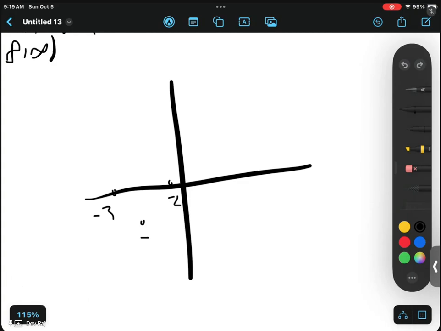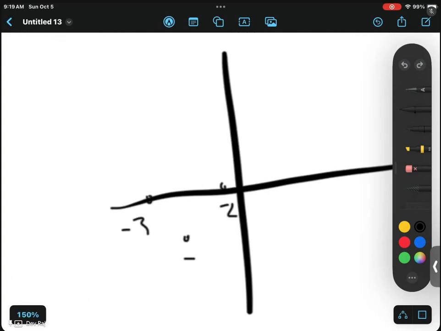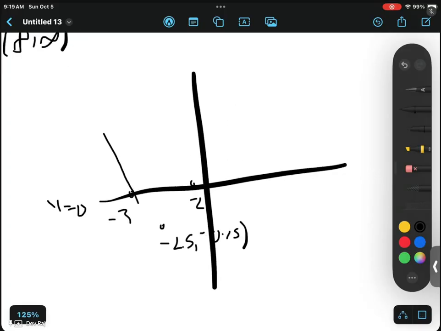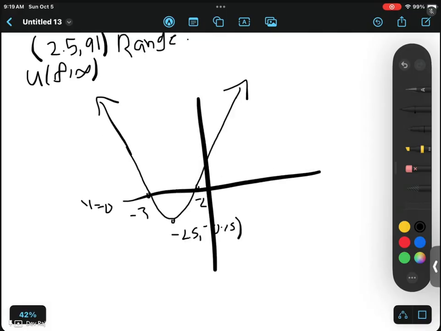Okay, let me do it in proper notation. That is -2.5, -0.25, right? Because it's below y equals 0. So my graph would look something like this, right? And it keeps going up and up.